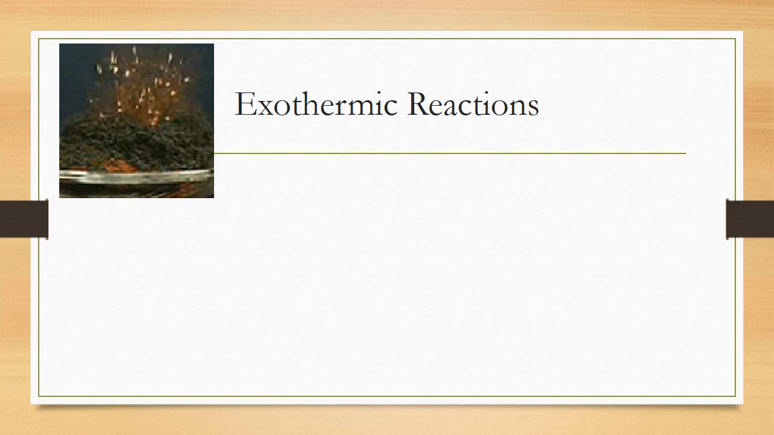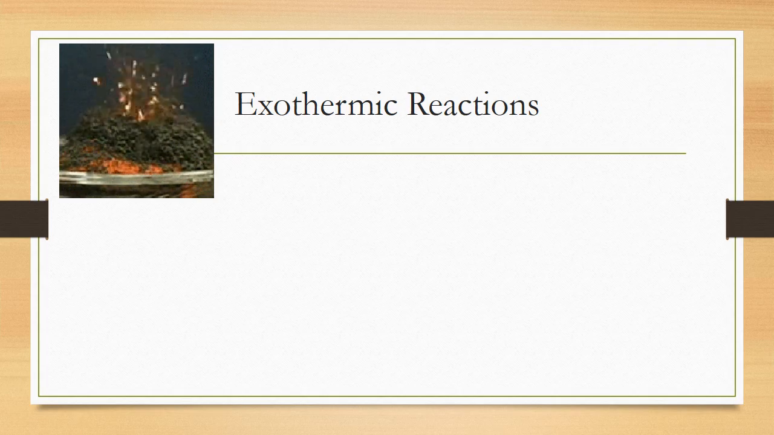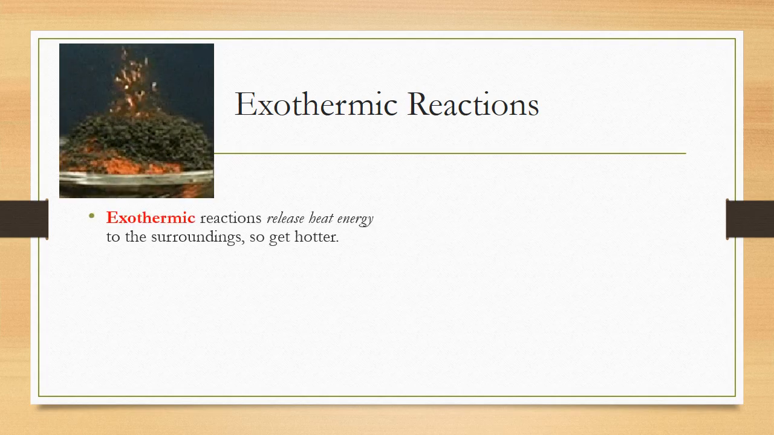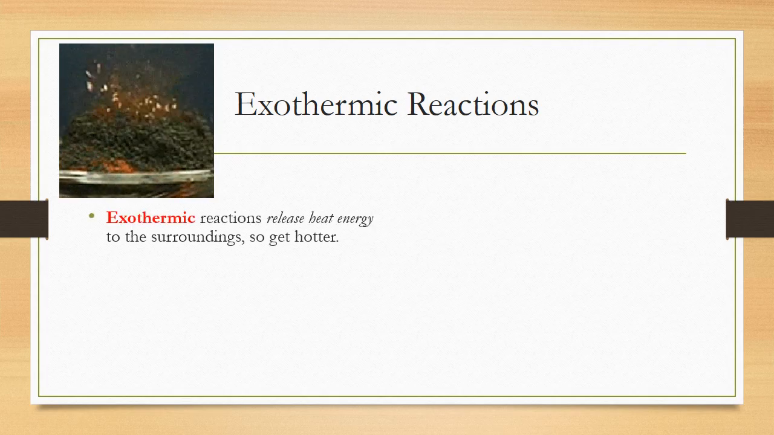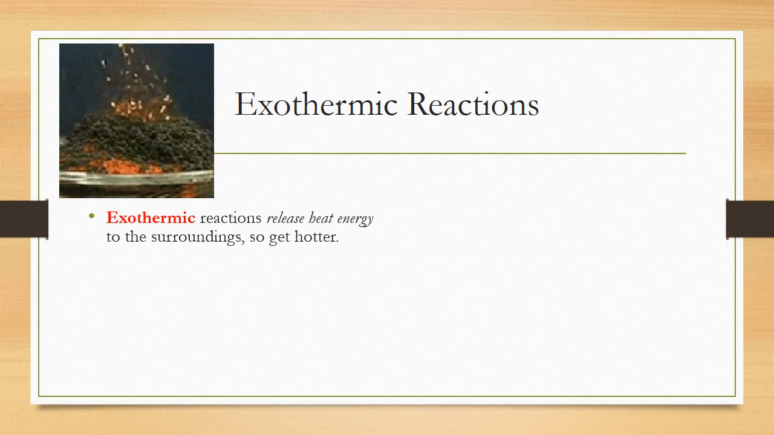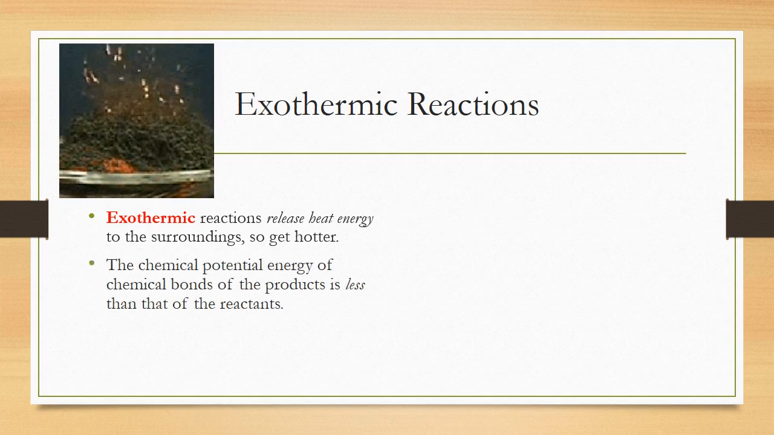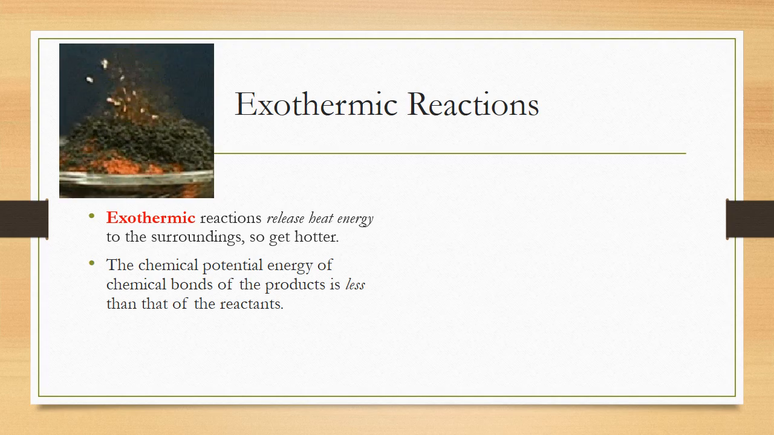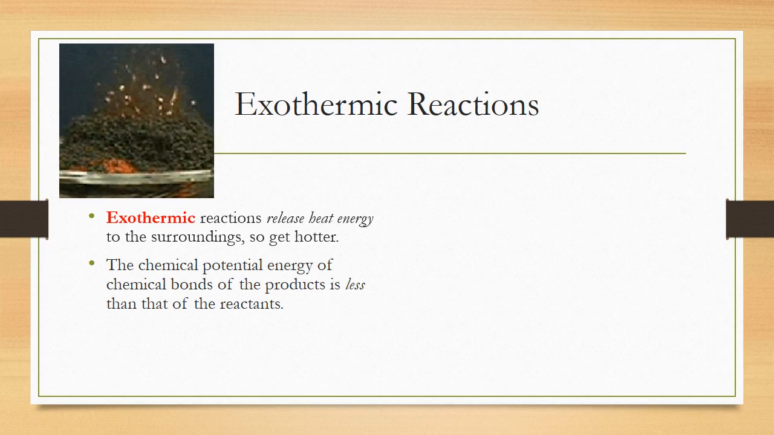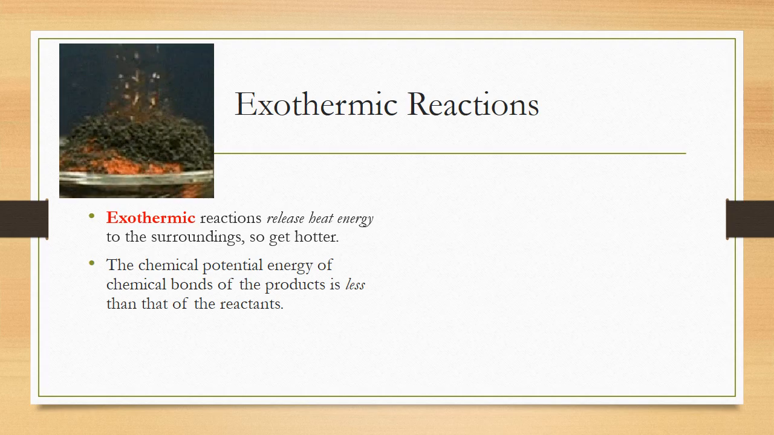So we'll start off with exothermic reactions. So there's an image there of an exothermic reaction. So exothermic reactions release heat energy to the surroundings. So basically they feel hotter when the reactions are occurring. And what happens is the chemical potential energy of the chemical bonds inside the reactants is going to be greater than the chemical energy of the bonds of the products, okay, because that bond energy has been released in the reaction. That's what you're feeling the heat for, okay.